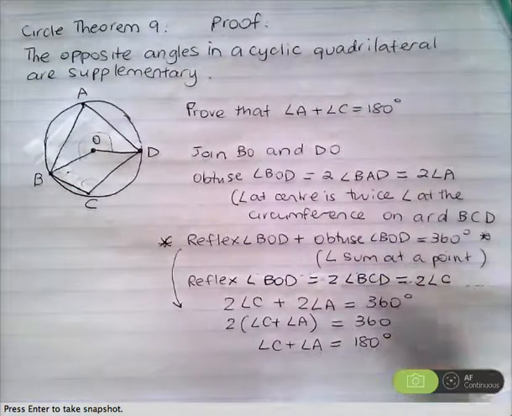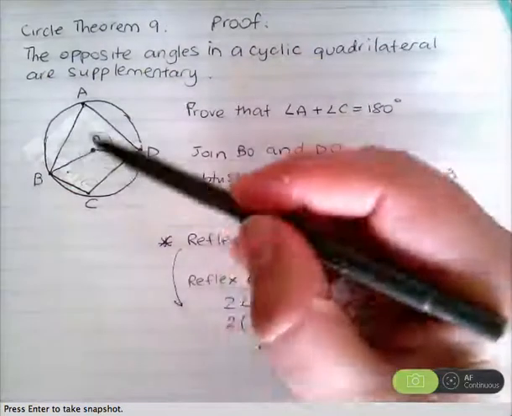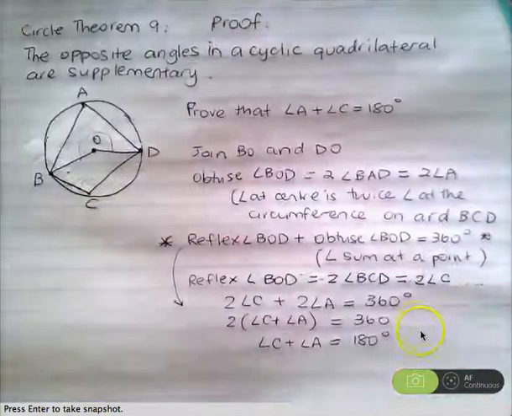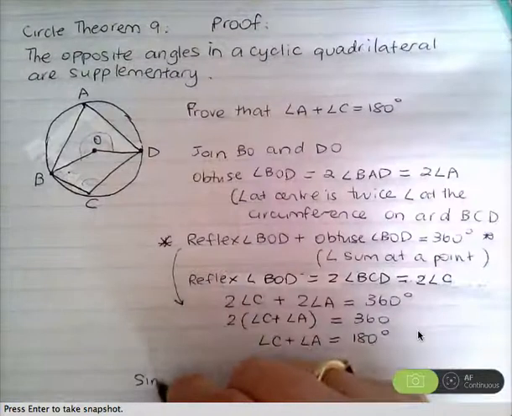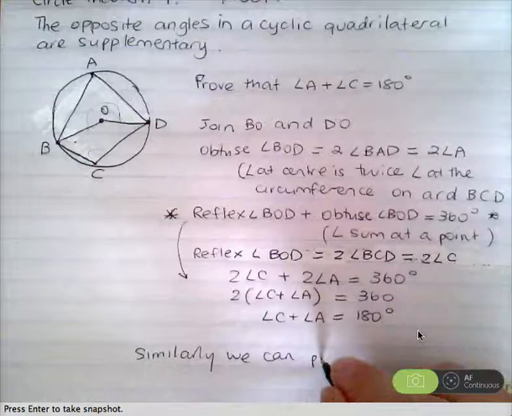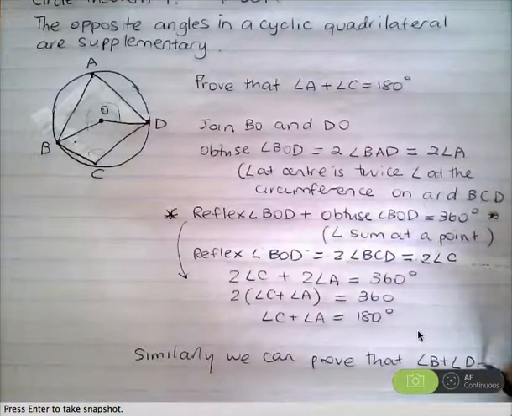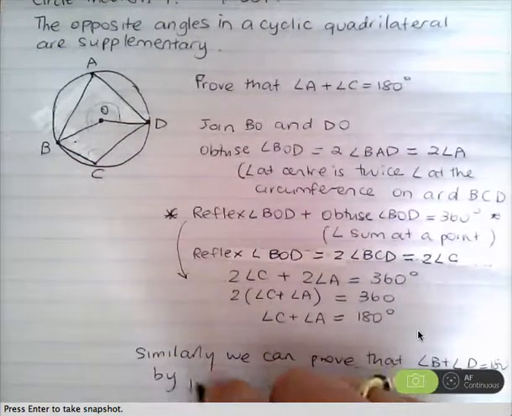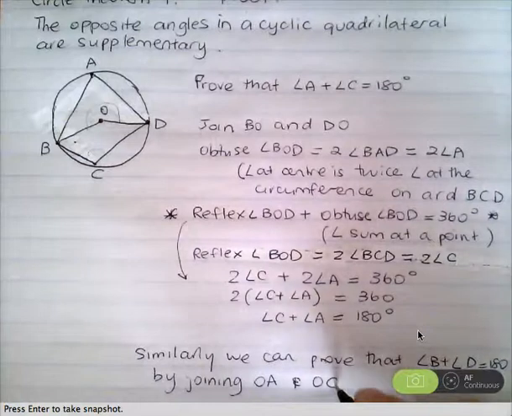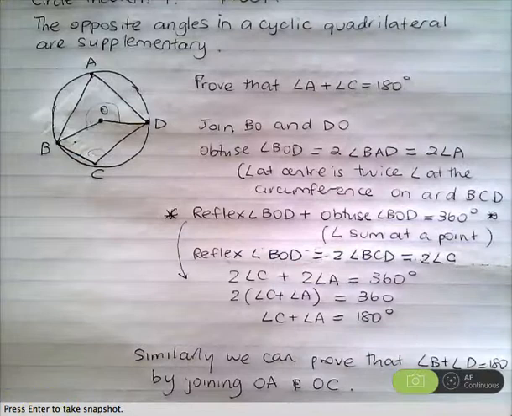Now we could have also done this and proved that angle B plus D also adds up to 180 by, instead of joining OB and OD, joining OA and OC. Okay, so I'll just write that down there. Similarly, we can prove that angle B plus angle D equals 180 by joining OA and OC, and obviously doing the same process as what we've just done above.